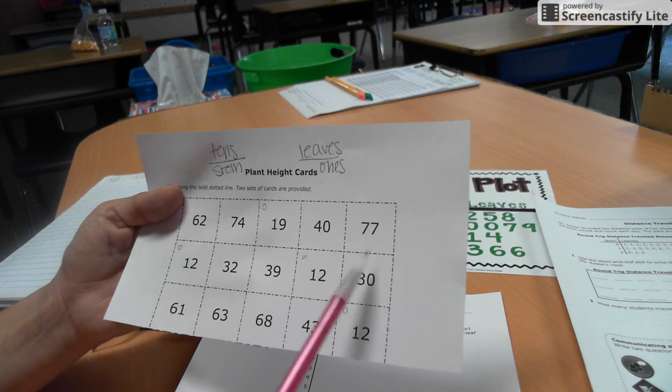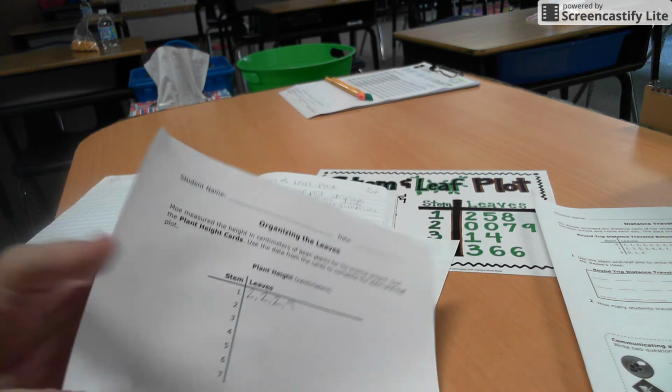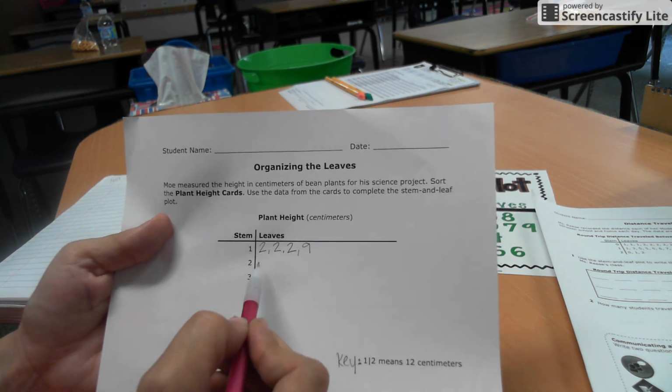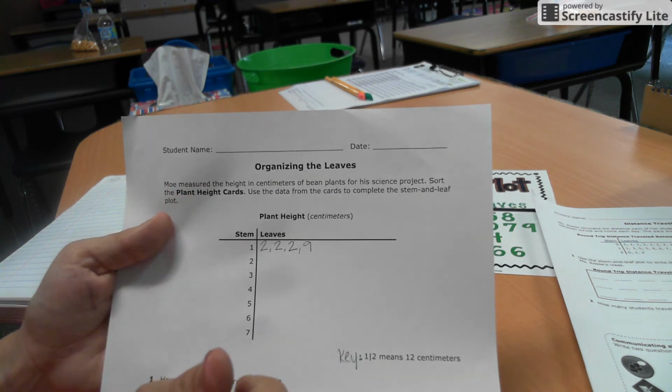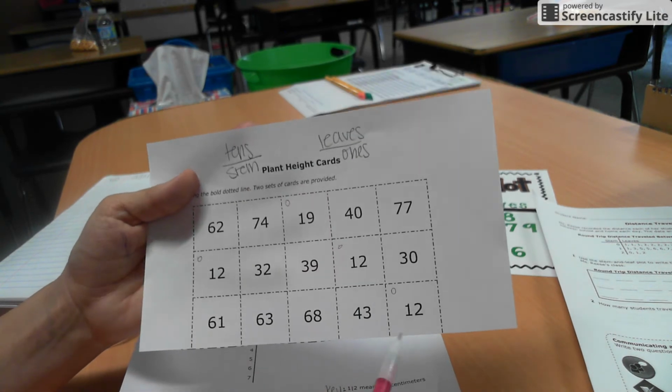So then I'm going to go through. Do I have any stems with a 2? I don't see any. So then I'm just going to leave it blank. You don't want to put a 0 there because then you have a 2 and a 0, which would be 20. So you just want to leave it blank.